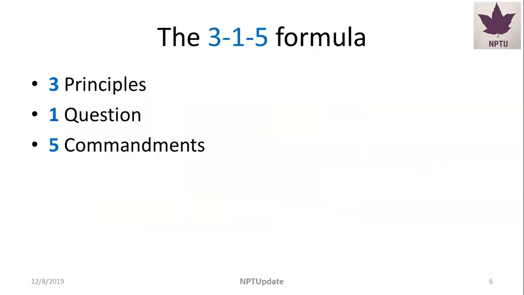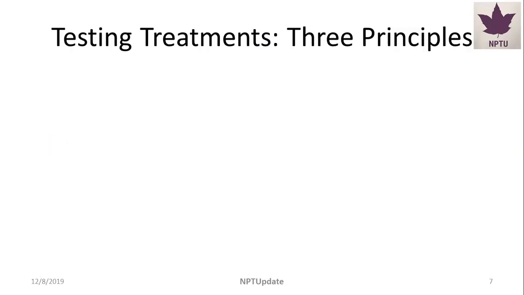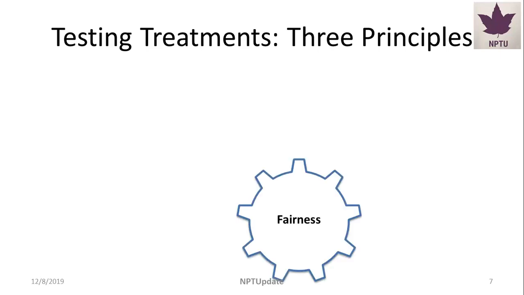So here I am proposing this 315 formula just to make things simple. If you have to evaluate whether a treatment is effective, I'm recommending that you follow this 315 formula which I have devised. You will have to follow 3 principles, ask 1 question, and hopefully you will follow 5 commandments which I have borrowed from the Testing Treatments website. Now, what are the 3 principles that you have to follow to determine whether a treatment is effective or not? The first principle which I would recommend is fairness.